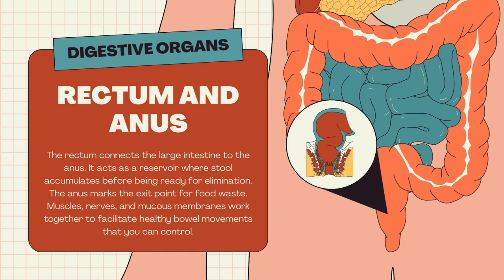Rectum and anus. The rectum connects the large intestine to the anus. It acts as a reservoir where stool accumulates before being ready for elimination. The anus marks the exit point for food waste. Muscles, nerves, and mucous membranes work together to facilitate healthy bowel movements that you can control.